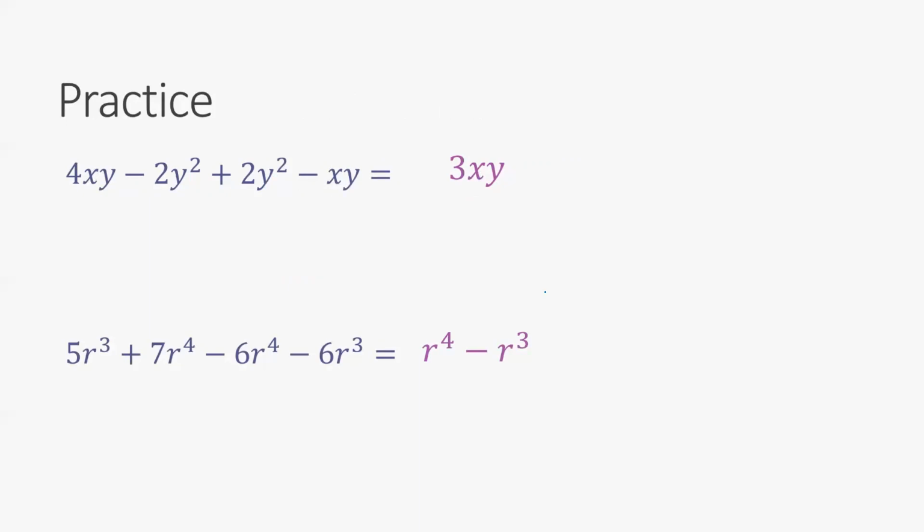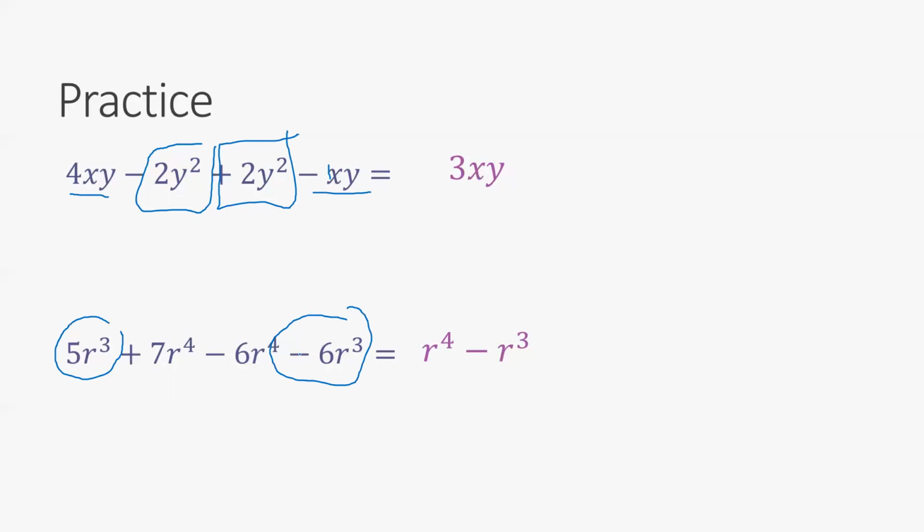With this one here, what we're doing is, again, combining like terms. So the xy terms are like terms, and the y squared terms are like terms. So we add those together. 4 minus 1 is 3xy, and negative 2 plus 2y squared is 0y squared, so we don't write that down. Okay, this next one, we add our r cubes together. Make sure you get the sign in front of the number. So this is 5r cubed minus 6r cubed, which is negative r cubed. And then we have 7r to the fourth minus 6r to the fourth is r to the fourth.